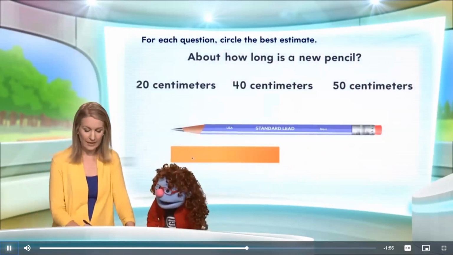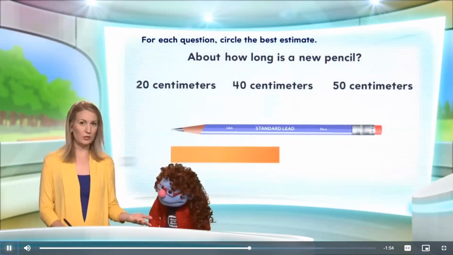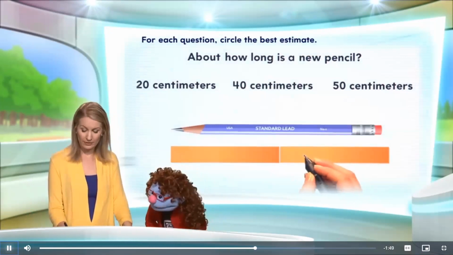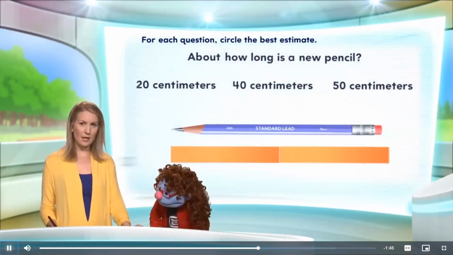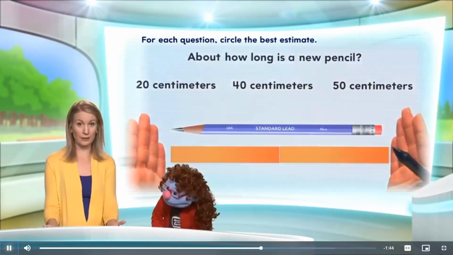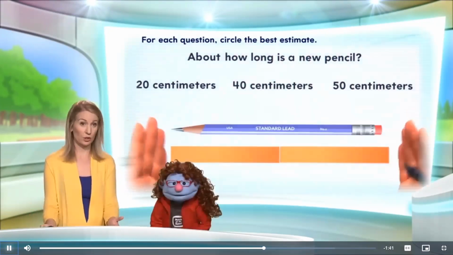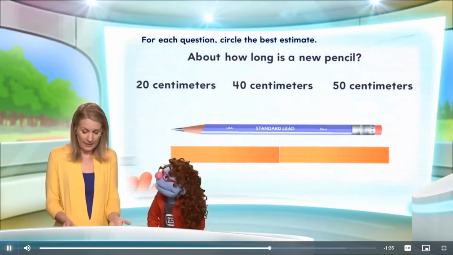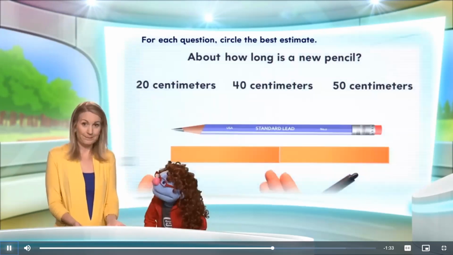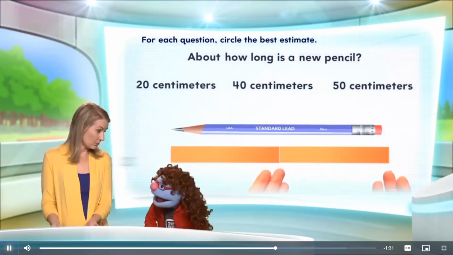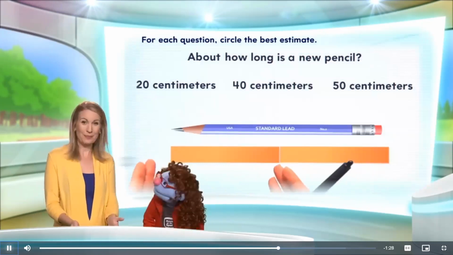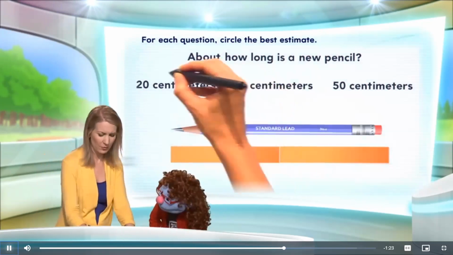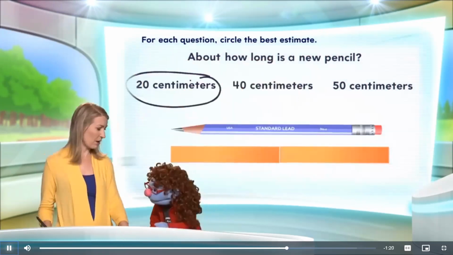That's too short. One strip is too short. So how about we put down another paper strip? Oh, that's looking good. It's not exactly 2 paper strip lengths, but it is close. Now, how much is 2 paper strips? One is 10 centimeters, so another one would be 20. That's right, because 10 plus 10 is 20. So are you confident that we can circle this? The pencil is about 20 centimeters.